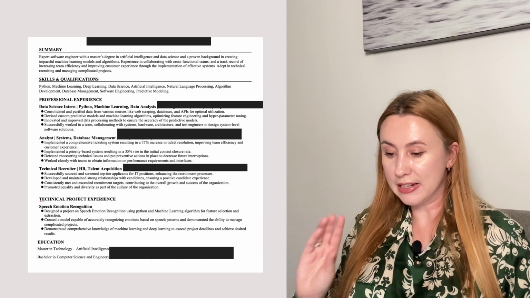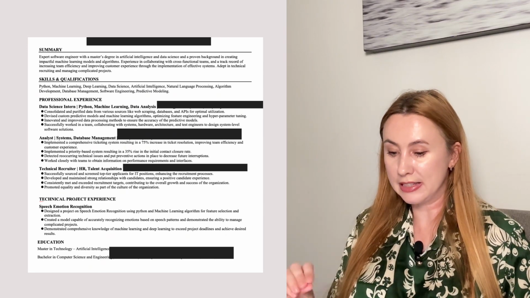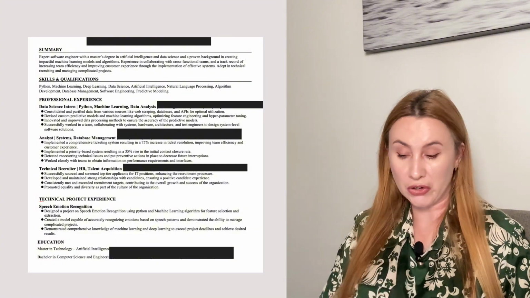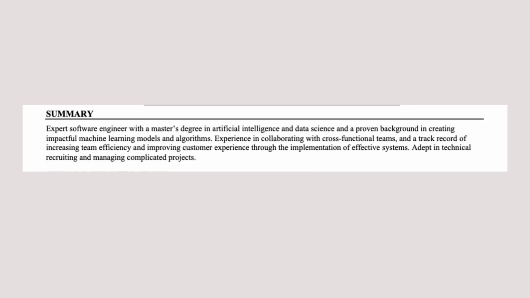And next one, very good structure of your CV. You have summary, skills, professional experience, technical projects, and education. So exactly as we spoke, very good structure. Summary: expert software engineer with a master's degree in artificial intelligence and data science and a proven background in creating impactful machine learning models and algorithms, experienced in collaborating with cross-functional teams and a track record of increasing team efficiency, improving customer experience through implementation of effective systems, adept in technical recruiting and managing complicated projects.